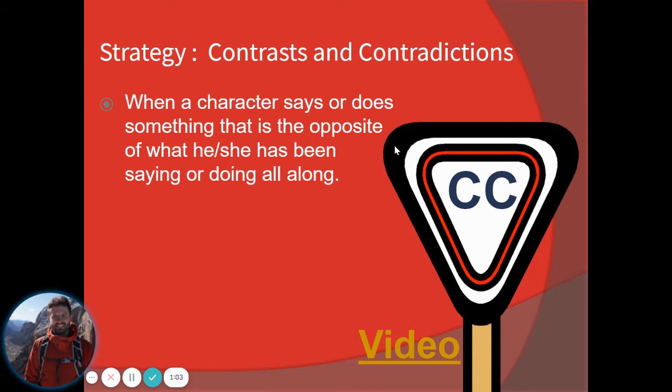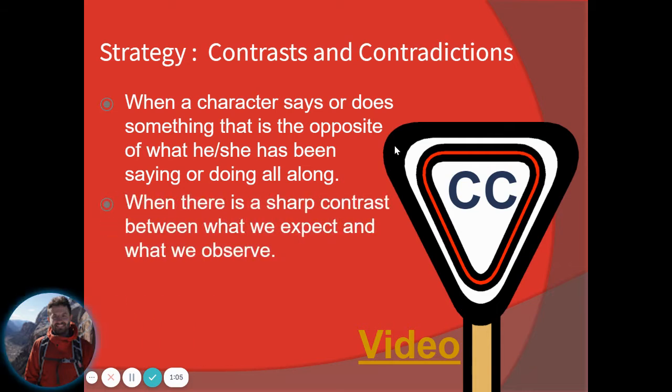The second way we can use contrast and contradictions is when there's a sharp difference between what we expect to happen and what we observe actually happening. So it doesn't always have to be about a character changing the way they act. Sometimes it can just be about our own expectations being subverted. The common thread here is that it's something different than what we expect.